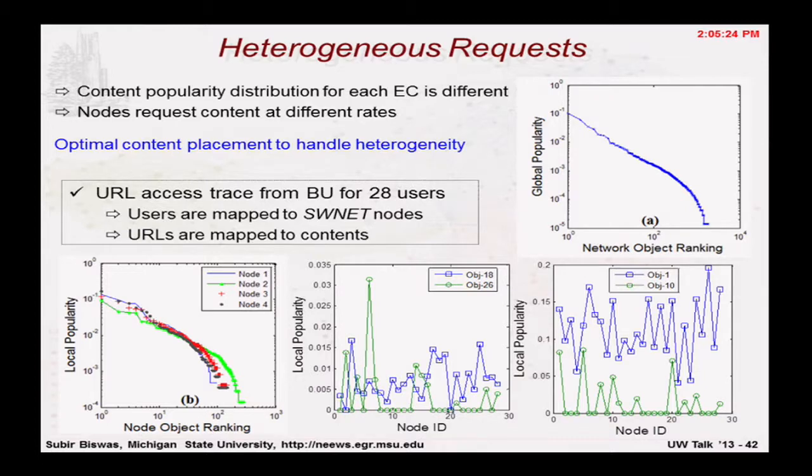So for example, this is the distribution for different nodes. And this is the distribution when you aggregate all the requests from all the nodes. This also shows that for a given object, let's say object 18 is the blue one and the green one is object 26, if you look at the popularity of that object in different nodes, you see that there is some amount of variation, more so for this one than this. These are the different types of heterogeneity that you would expect if you are really trying to dimension a network like this.